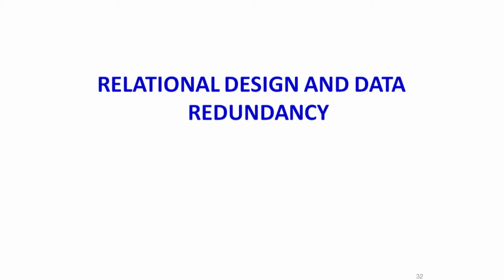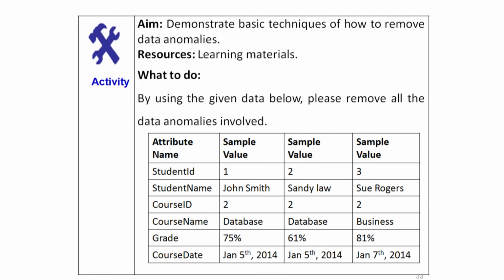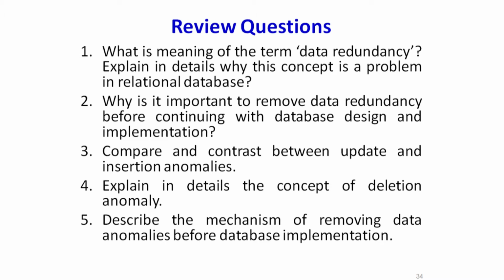Another topic is relational design and data redundancy. We've got an activity which is aimed at assessing the learner to demonstrate basic techniques on how to remove data anomalies. Resources, you need learning materials on data redundancy. What to do, by using the given data below, please remove all data anomalies involved. You can see the table with 4 columns and 6 rows. There are the review questions.